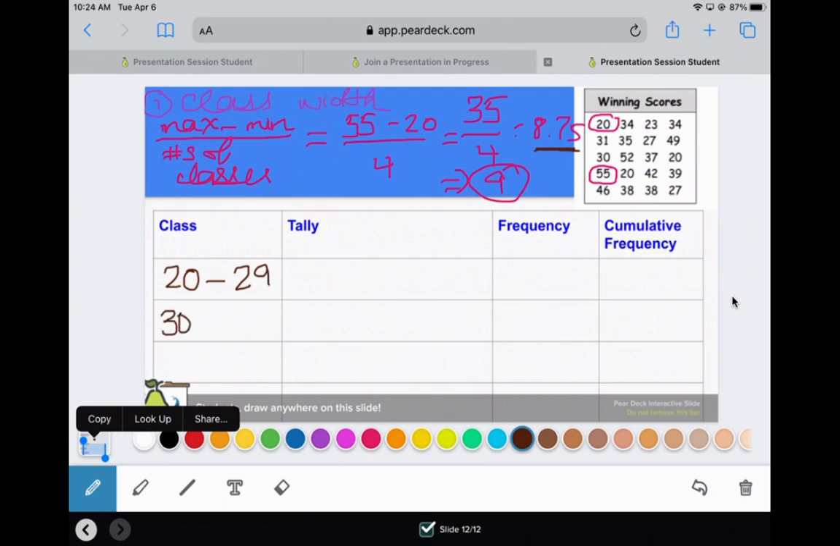For the next one, it's going to be 30 plus 9. That's going to be 39. Then 40 to 49, 50 to 59. That would be my classes. Any questions for me so far?